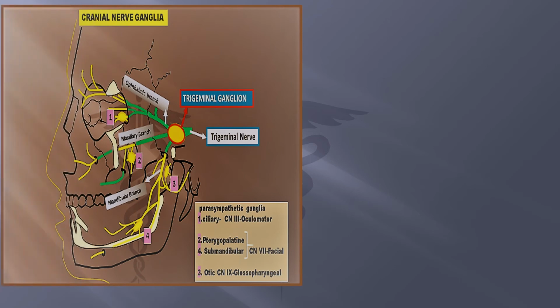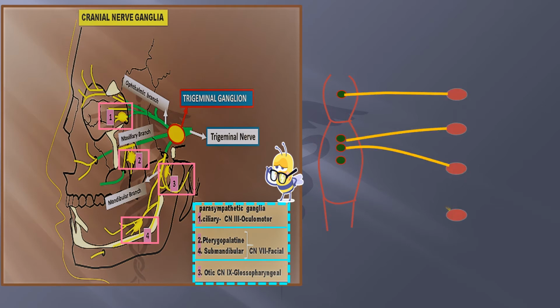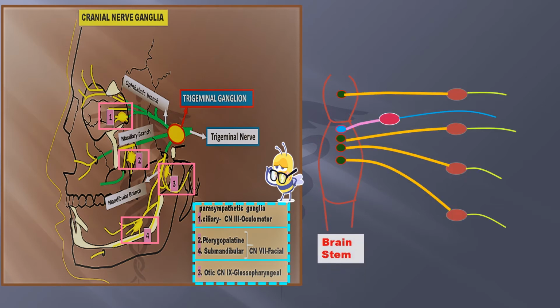This image shows the trigeminal nerve with the trigeminal ganglion. Its three branches from the top: ophthalmic, maxillary, and mandibular. One is the ciliary ganglion, two the pterygopalatine, three otic, and four the submandibular. You can see that these four ganglia lie very close to the branches of the fifth cranial nerve, but they are functionally related to other cranial nerves. The ciliary ganglion is related to oculomotor nerve, pterygopalatine and submandibular to facial nerve, otic ganglion to the glossopharyngeal nerve.